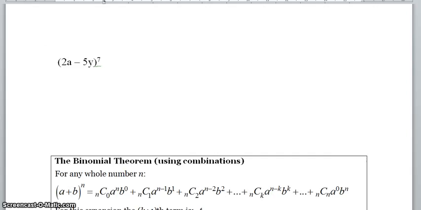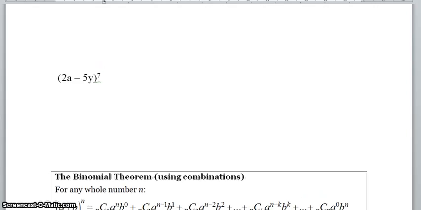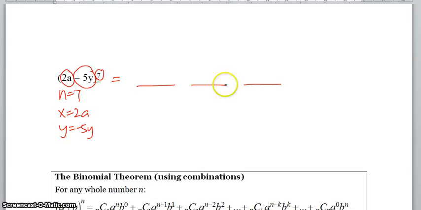If I ask you to now expand (2a minus 5y) to the power of 7, first, your n number is 7. Your first term is 2a. Your second term is negative 5y. Don't forget the negative. Then what happens? With 7, you have 8 terms: 1, 2, 3, 4, 5, 6, 7, 8. It's always one more than the n number.